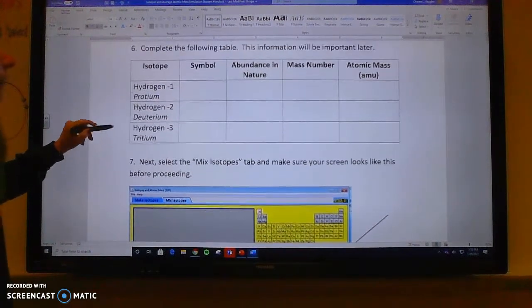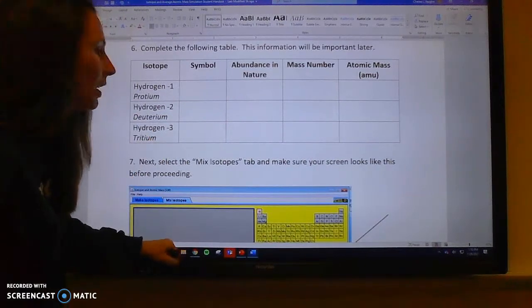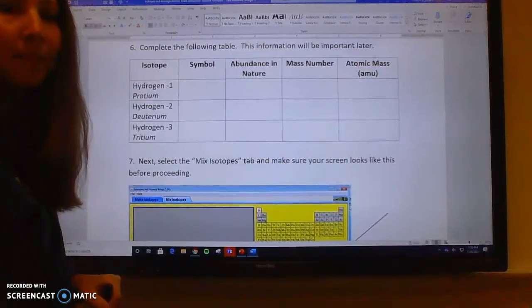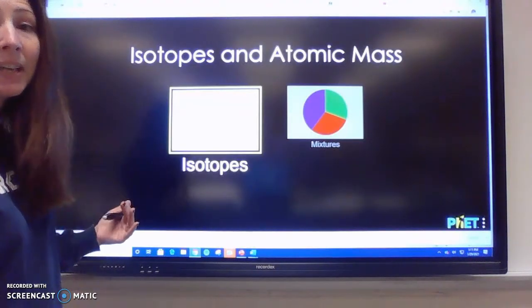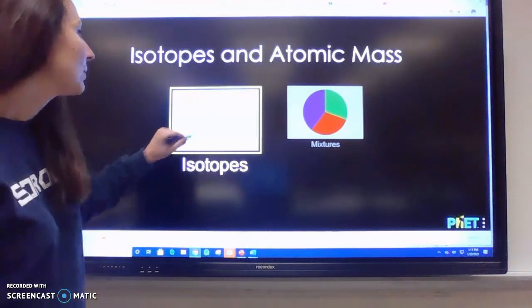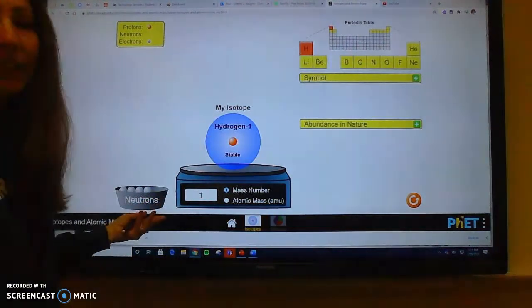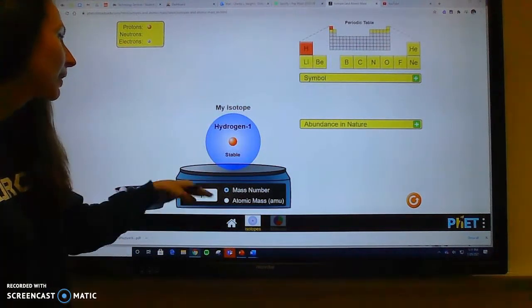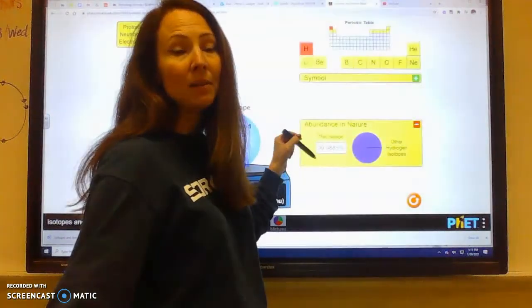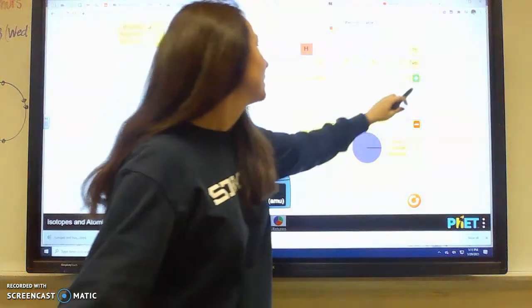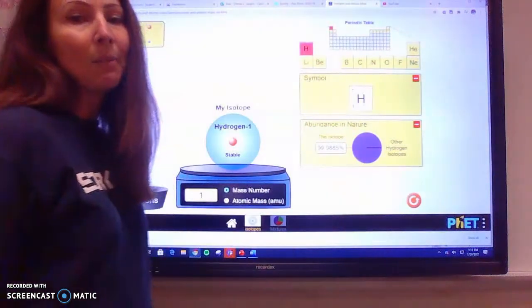And then when you get to the abundance in nature, I want to show you, give me just a second. I wanted to pull up the simulation and show you where it says abundance in nature. How do you find that? There was one of the options for the simulation that said isotopes, okay? And whenever you're there, there's a window that has abundance in nature. You need to make sure that you maximize everything, okay? But the abundance in nature, you would just write down this amount, all right?